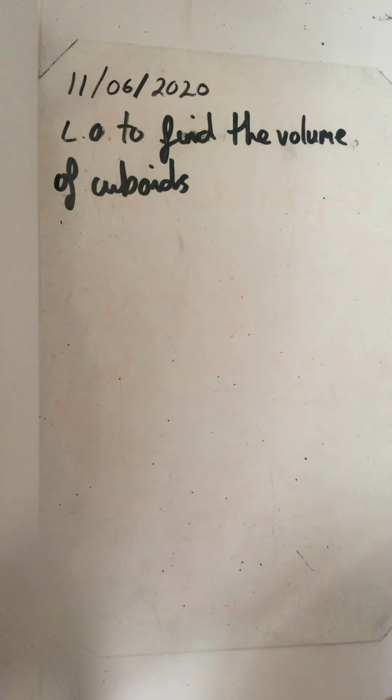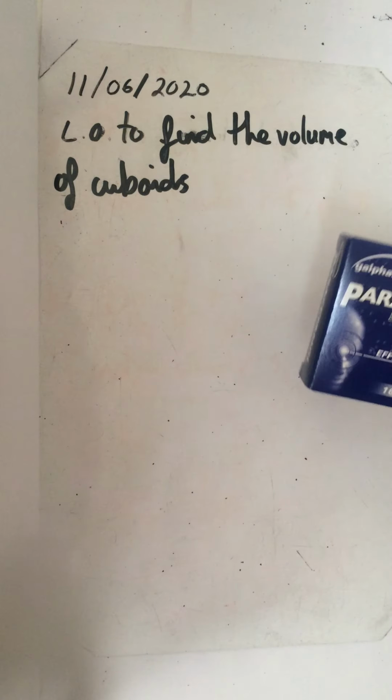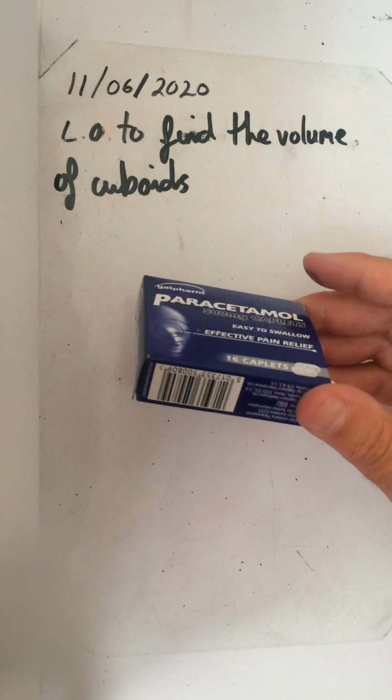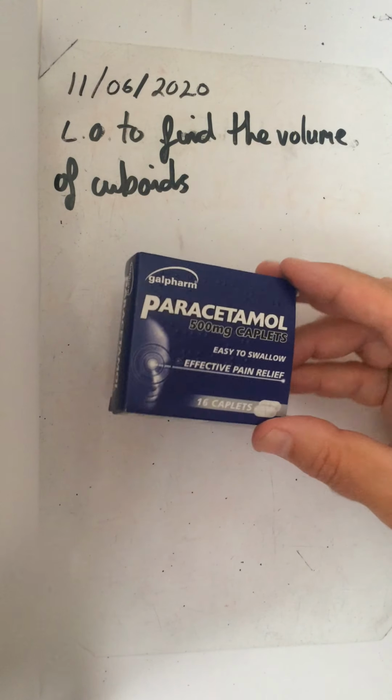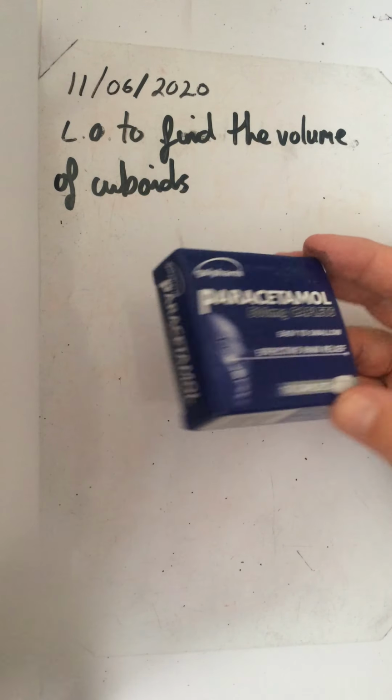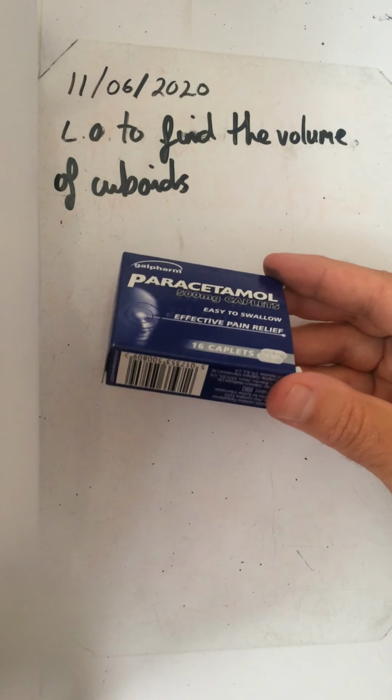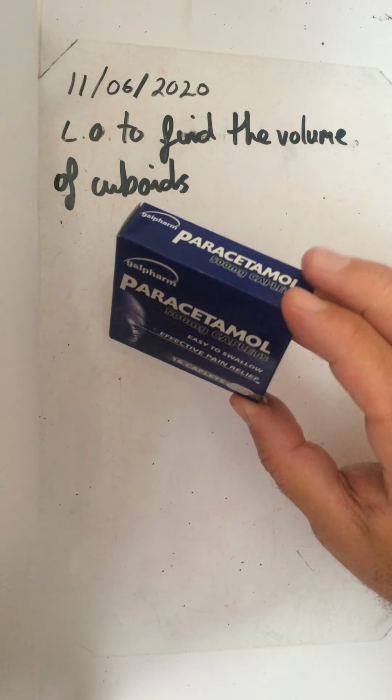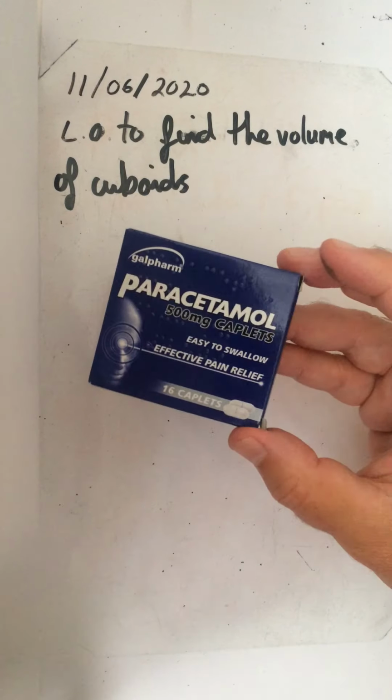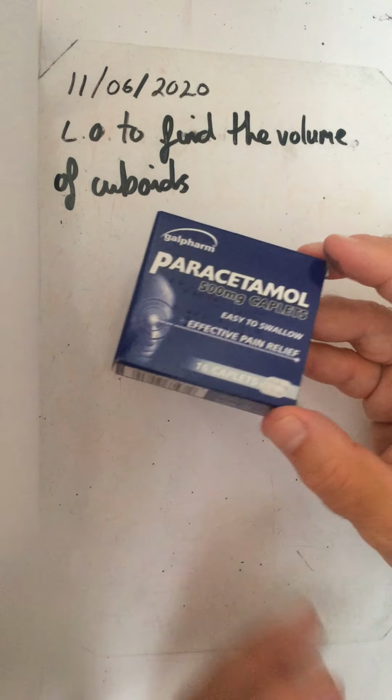Okay. So as it says, we're looking at finding the volume of cuboids. Now, first of all, just describe what a cuboid is. It's a 3D shape. I know we will have done this before, so just a reminder: a 3D shape. It's got 6 sides. Okay, it's made up of rectangles.